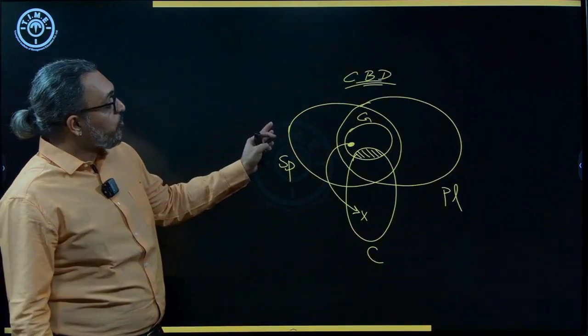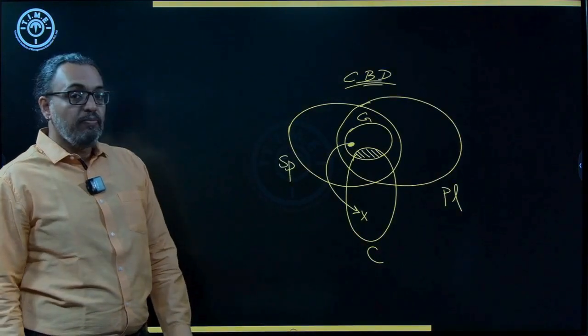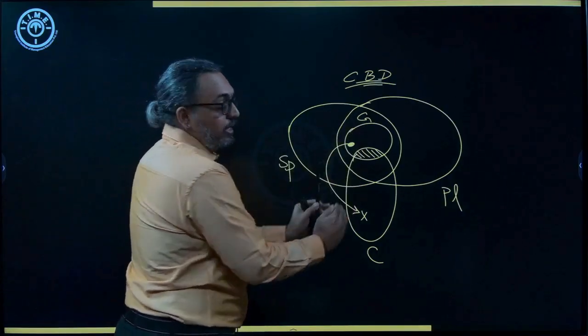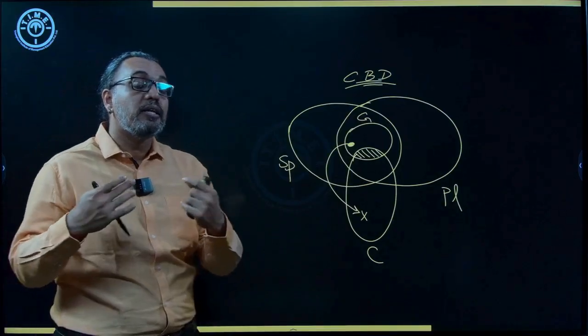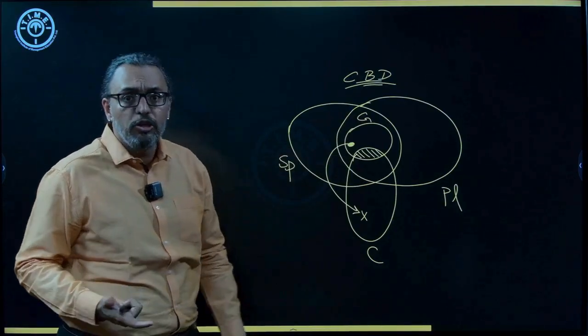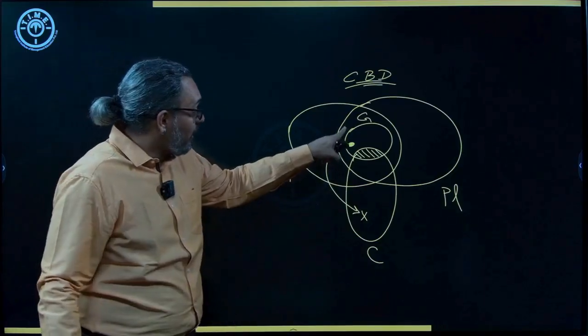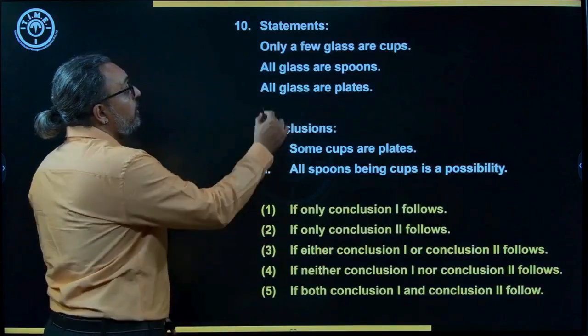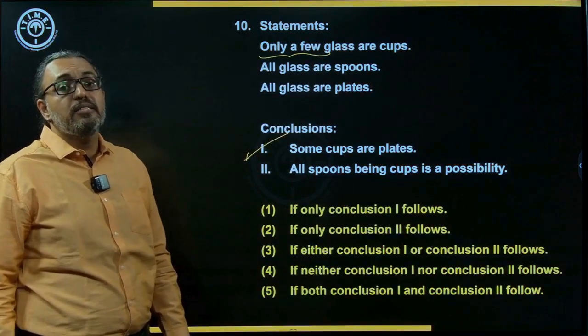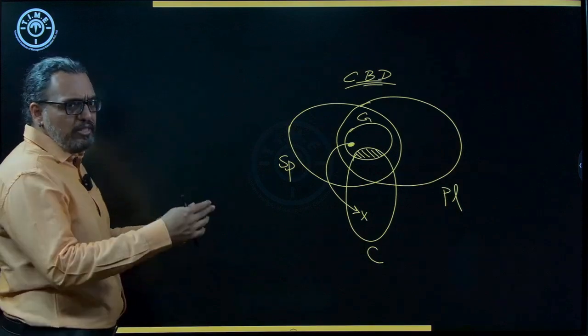Can I take all the spoons inside cups? Now check what happens. If I take the complete spoon inside cup, then which other circle will go inside is what you need to understand. The complete G also will go inside. Can I take the complete G inside? No, you can't. Why? Because of this only a few glass are cups. I cannot take the complete G inside cup. Or also you can simply redraw and check.